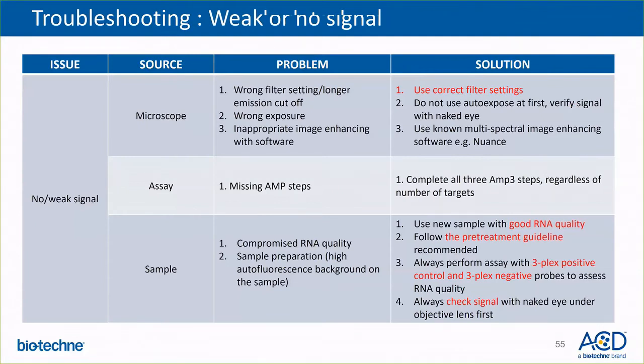Another common issue is seeing no or weak signal. To troubleshoot, please make sure to check the filter settings and image acquisition settings. Also, please ensure that you have performed all the AMP steps. Another possible root cause could be compromised sample RNA quality or suboptimal pretreatment conditions. We recommend to run the 3-plex positive control probes to assess the RNA quality and to follow the recommended pretreatment conditions for your specific sample type.